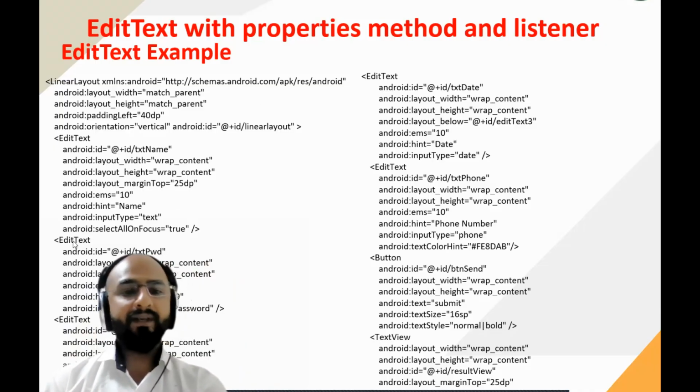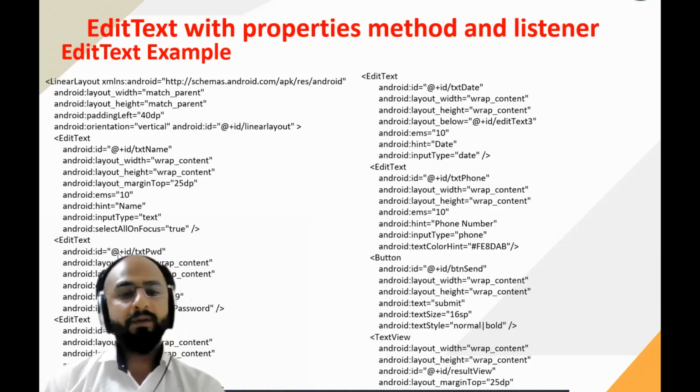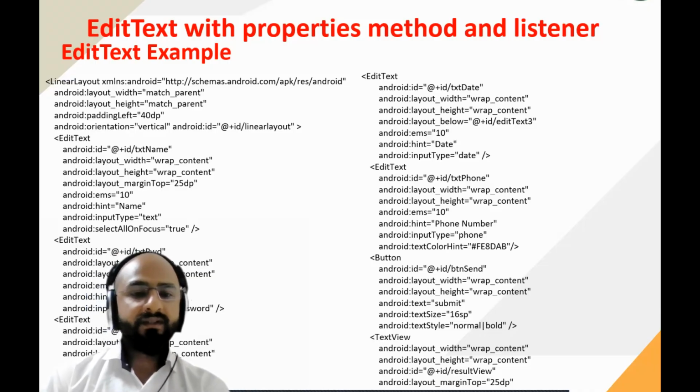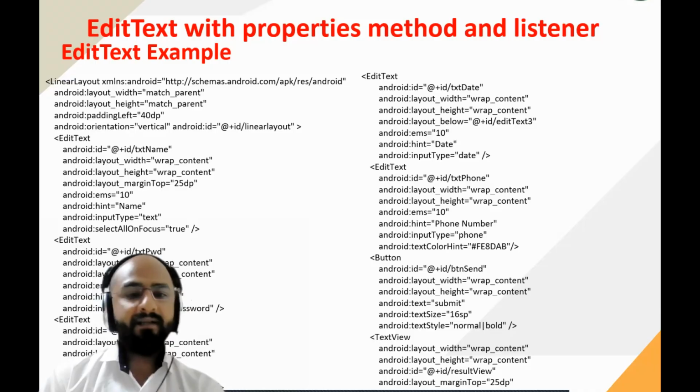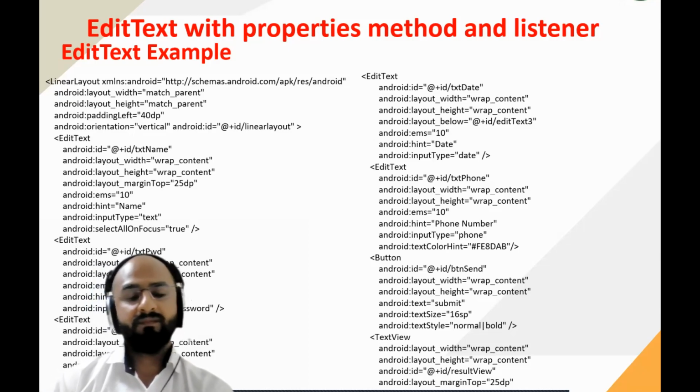Another edit text I have written over here, android:id equal to @id/txt_password. Layout width wrap content, layout height wrap content, EMS, hint property I have given to the edit text, password 0 to 9, and in the input type I have written number password. You can see over here, here input type equal to text, here input type equal to number password, right?